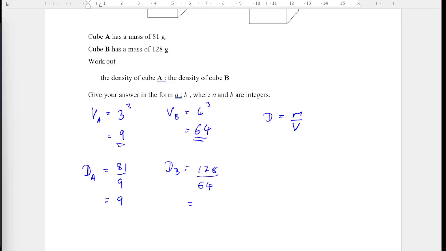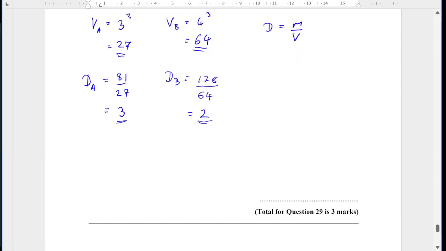I just spotted a mistake in my working up here. 3 cubed isn't 9, 3 cubed is 27, that's 3 squared. So that should have been 27. And then 81 divided by 27 is 3. Okay, back to that. 128 divided by 64 is 2. So I've got my density of them both. So the ratio of the densities is going to be 3 to 2.